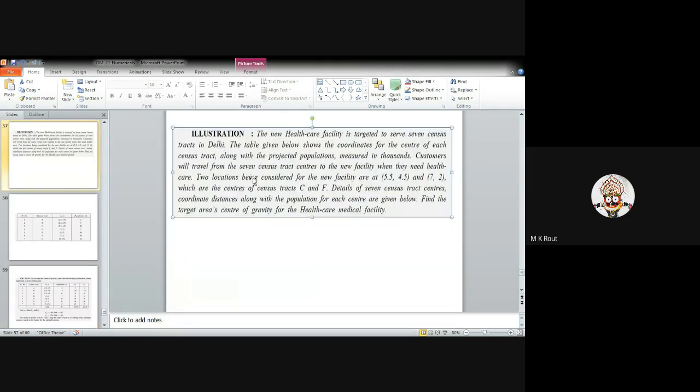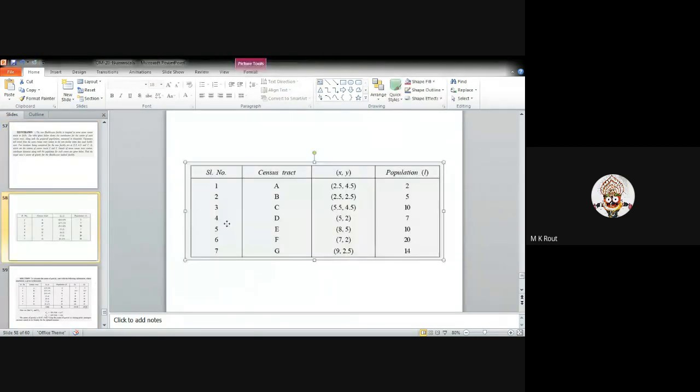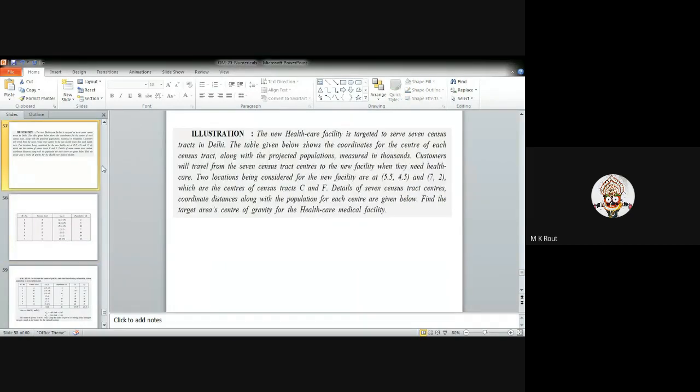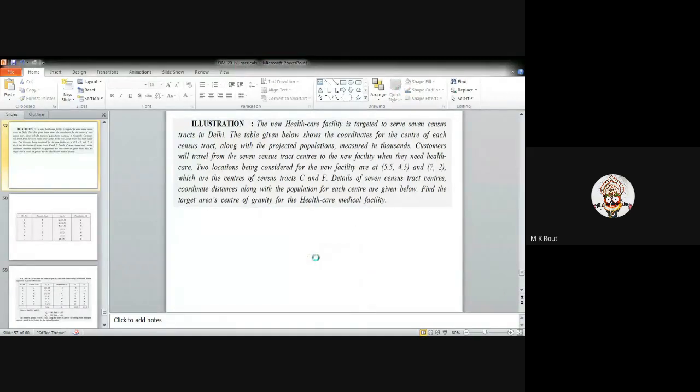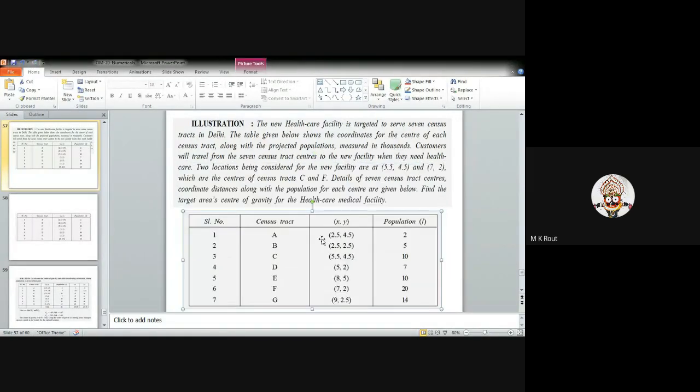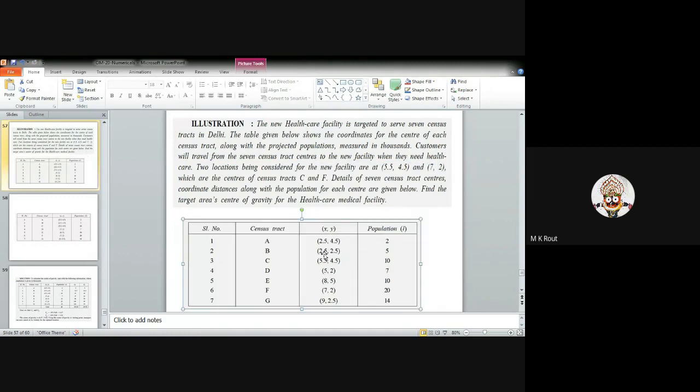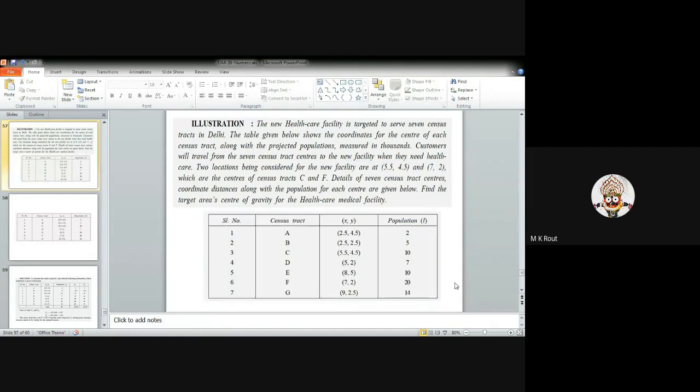So what do you learn from this statement? In Delhi, a particular hospital is establishing a new facility center, and they have identified 7 census tracts depending upon the population study.